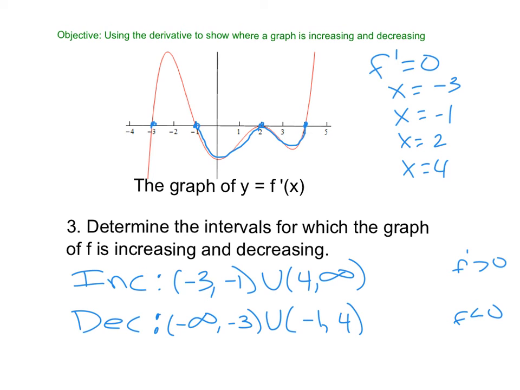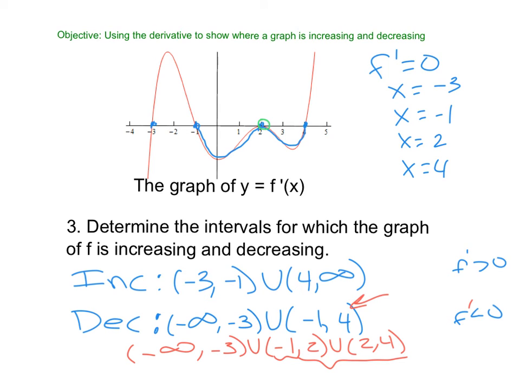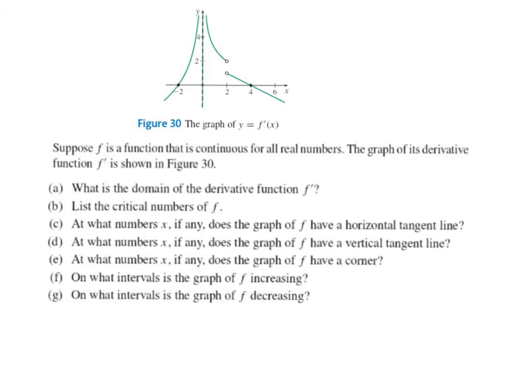However, because of this 2, it's not technically underneath. So sometimes you'll see this written as -infinity to -3, -1 to 2, and then 2 to 4. So it won't include the 2 because f prime is not actually less than there, it's equal to. So you see it like this, I will accept that. Right? Either way is correct.